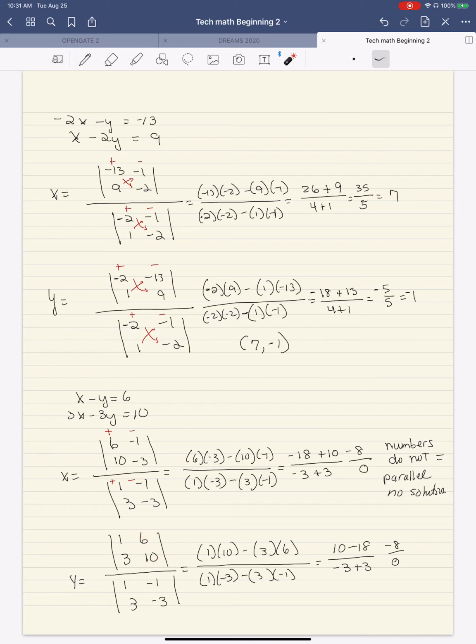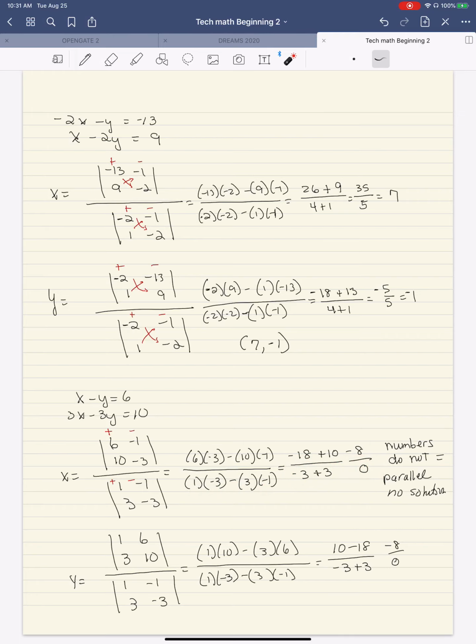All right, now I go and solve. Let's do the denominator first. So it's going to be 1 times the negative 3, minus 3 times the negative 1, minus 2 times the negative 1. So 1, that's the negative 3, and this is plus 3. Notice the denominator went to 0.